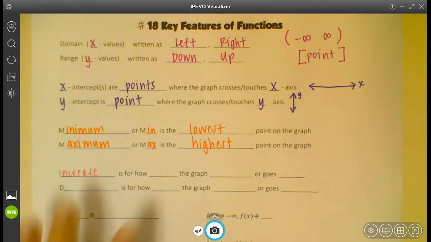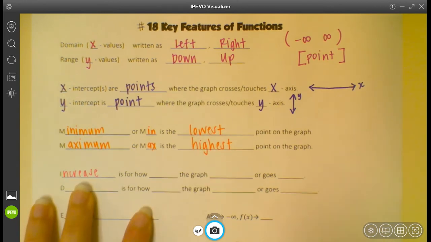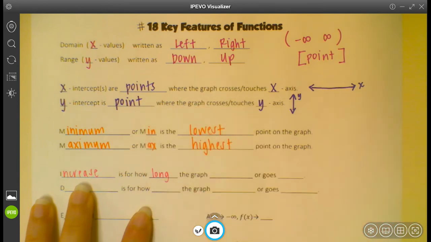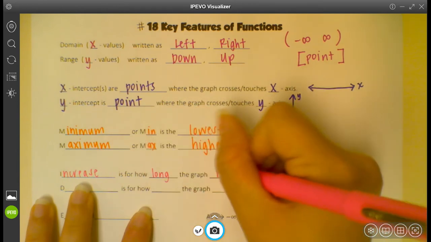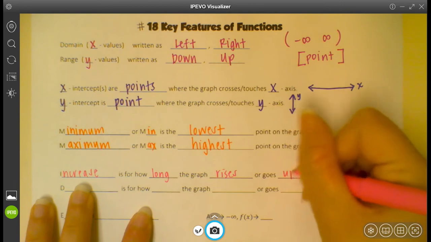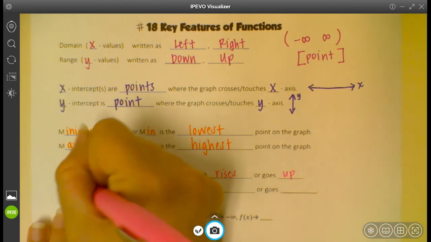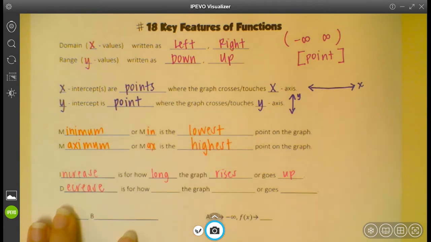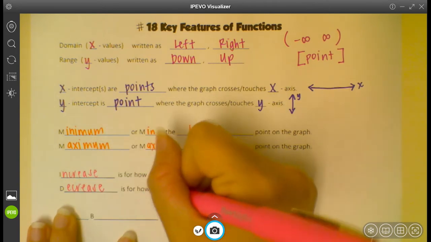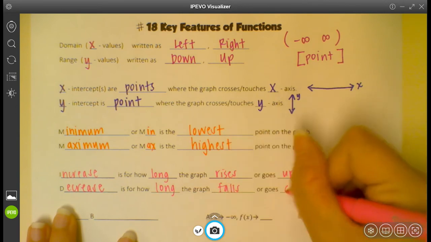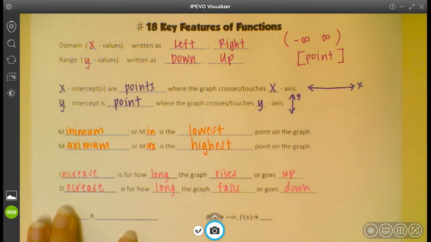The next key feature is where a function increases, and this is for how long the graph rises or how long it goes up for. So reverse that. Let's decrease in the graph. To decrease is for how long the graph falls or goes downwards.